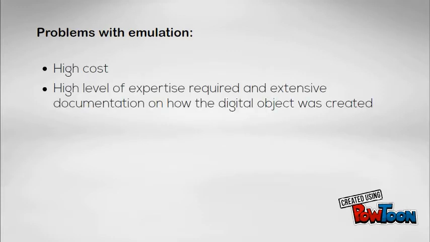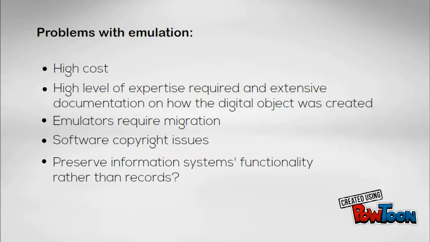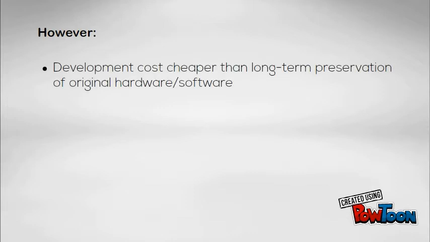Problems with emulation are that there is a high cost involved with developing an emulator and a high level of expertise required to do so. Emulators will need to be migrated if and when the hardware they run on becomes obsolete. There are also potential software copyright issues that can hinder the development of emulators. And there are also arguments that emulators preserve information systems functionality rather than records. However, despite the high costs involved in the development of emulators, this is likely to be cheaper than the cost of maintaining the original hardware or software long term.